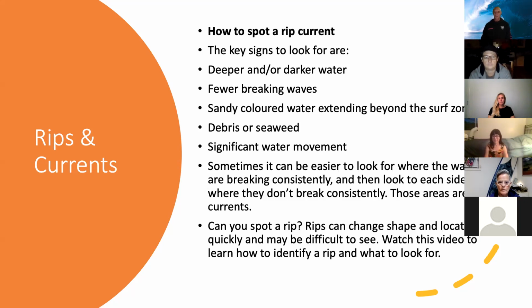So yeah, the question you've got to ask yourself is, can you spot a rip? If you can spot a rip, you're halfway there, because rips can change shape and location quickly. And like I say, they might be difficult to see. That's why it's really crucial as a surfer or aspiring surfer, or even just going down to any beach or new aquatic environment, even a river or rock pool, to spend that time and have a suss.